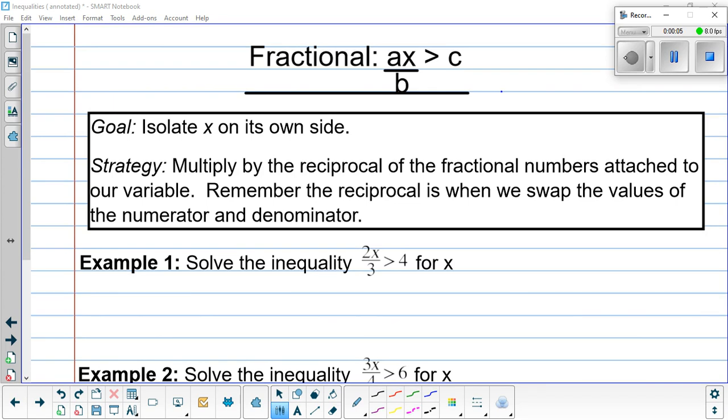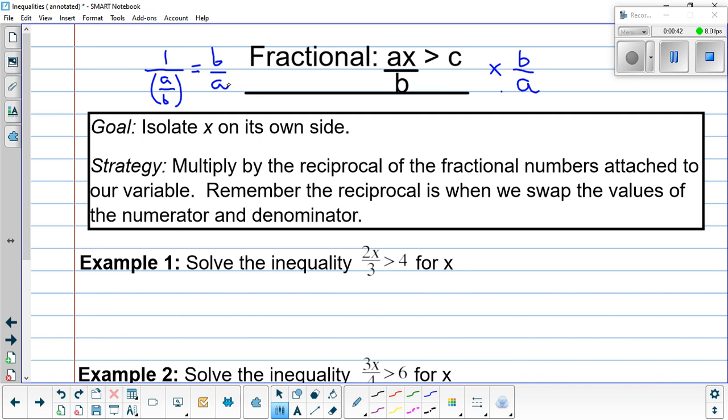So this time I call them fractional inequalities because if you notice, it's a combination of our division and multiplication. So what we're actually going to do is multiply by the reciprocal of the fraction attached to our variable. That means if we look at the top to our title, for this case, we're going to multiply by b over a, because that is our reciprocal. That's what happens when our reciprocal is 1 divided by our fraction, which results in just flipping our denominator and numerator around.